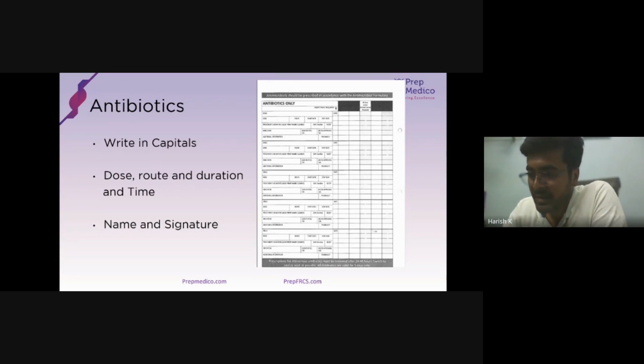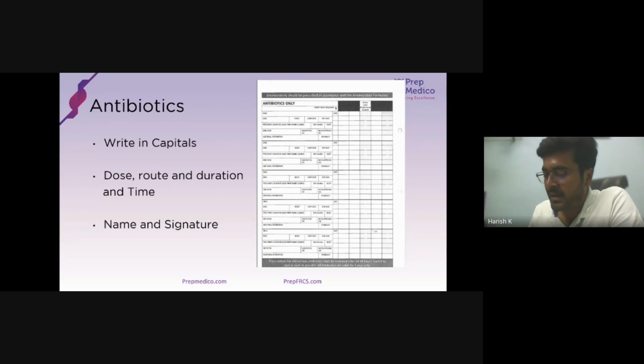Once you have written the drug, next comes the dose. When you're writing the dose, you should not use abbreviations. If it is micrograms, you should not write mcg as such. Write micrograms, even if the space is very small. If it is nanograms, don't write ng, write nanograms. And if it's units, write units, not just U. These are very important while writing the dose.